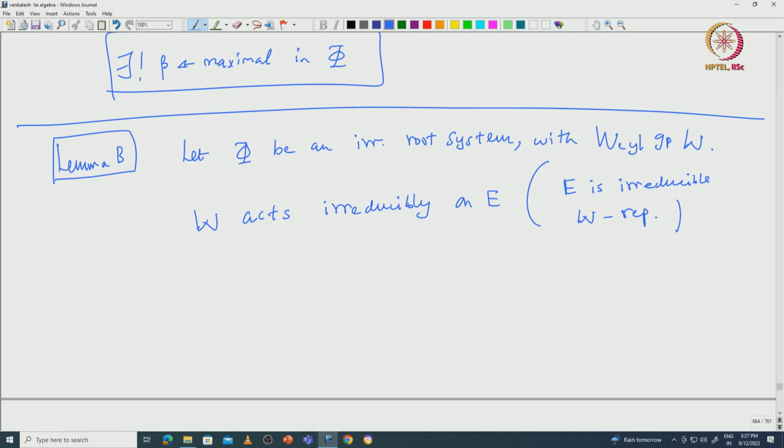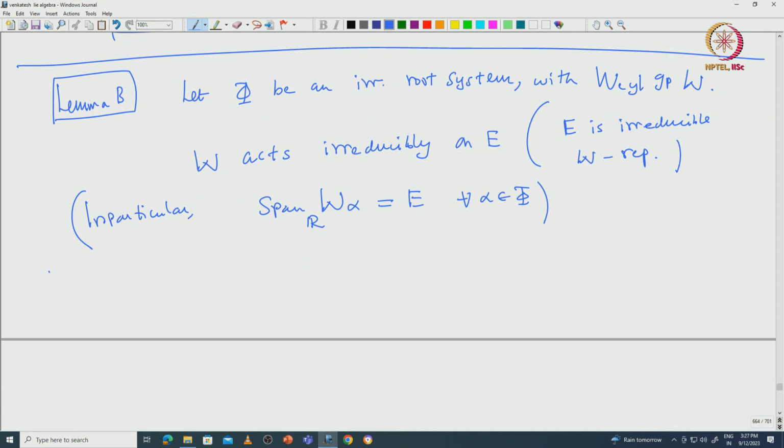Note that W is a finite group. So any finite dimensional representation of W must be a direct sum of irreducible representations using Maschke's theorem, which we are not going to prove now, we just assume. In particular, if you choose any alpha in phi, then the span of W alpha must be E. In particular, the span over the reals of any orbit W alpha must be equal to E for all alpha in phi. This is an immediate corollary. Okay, so let us prove this.